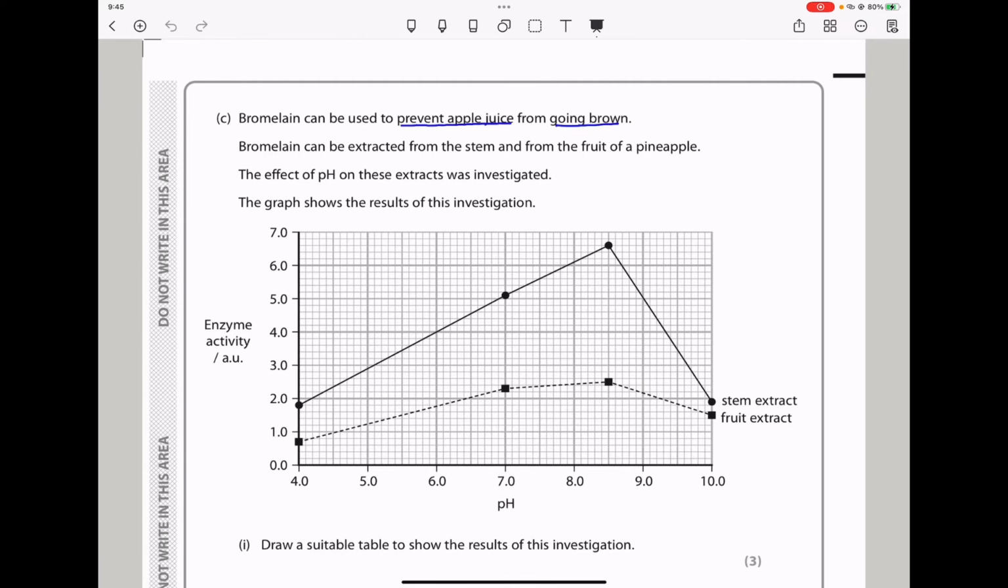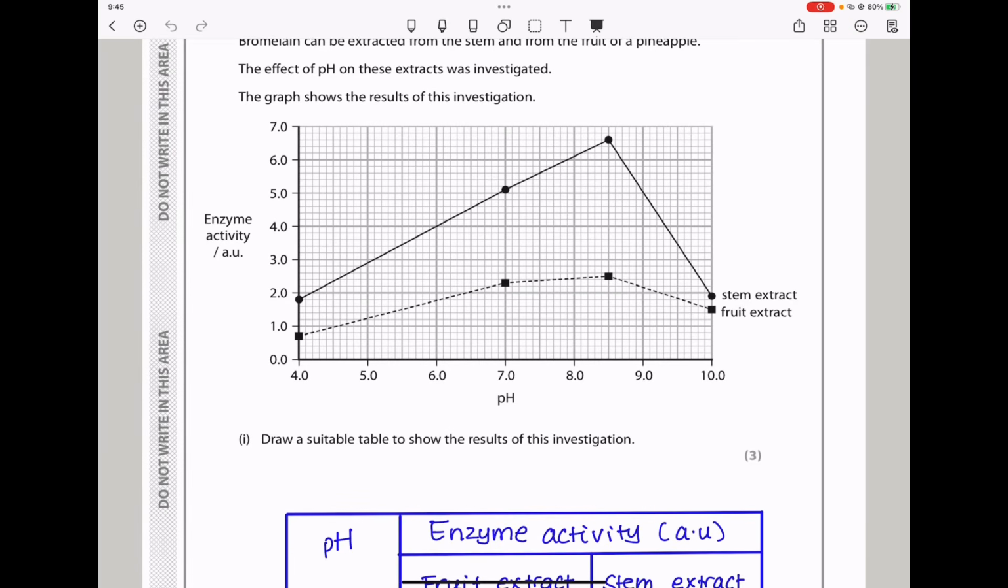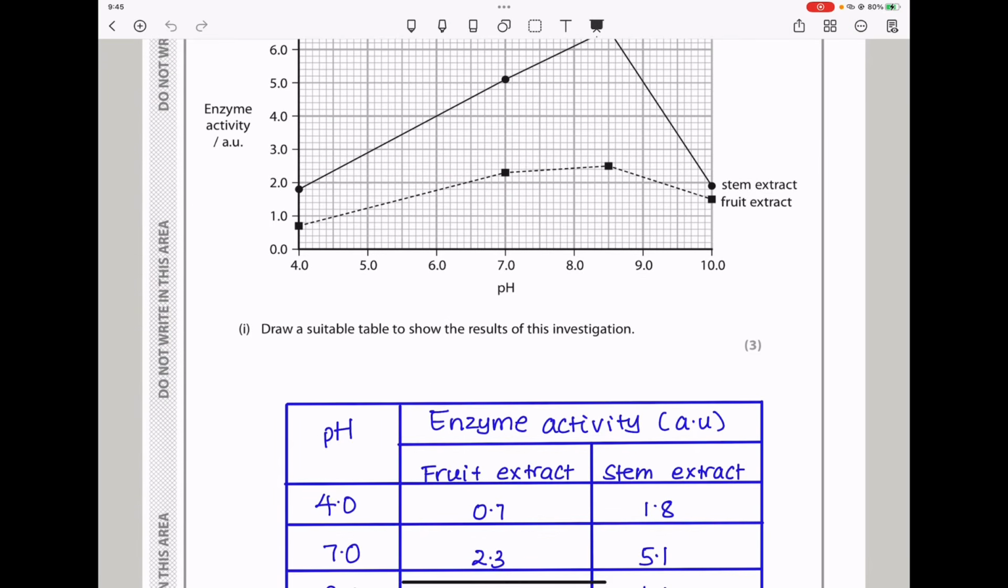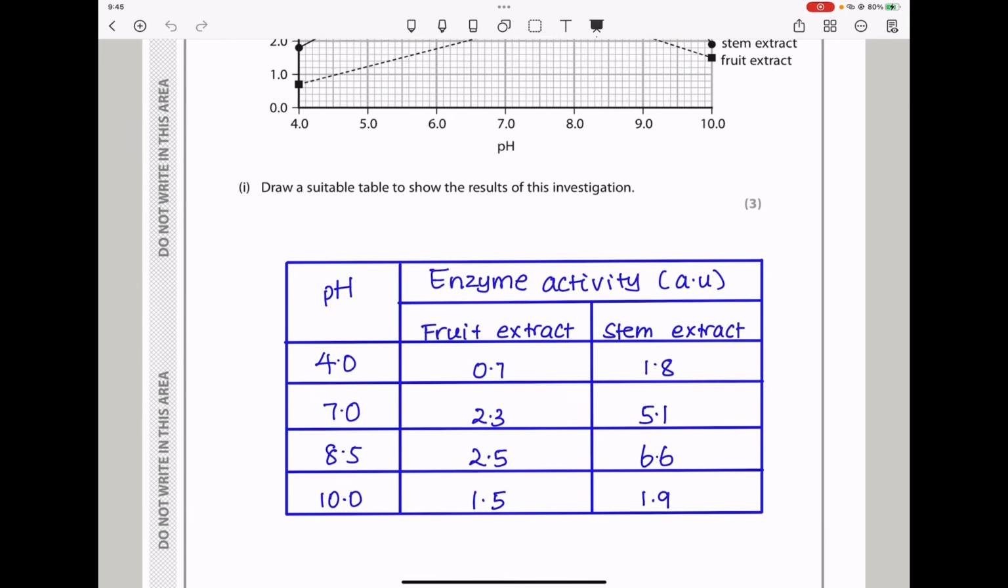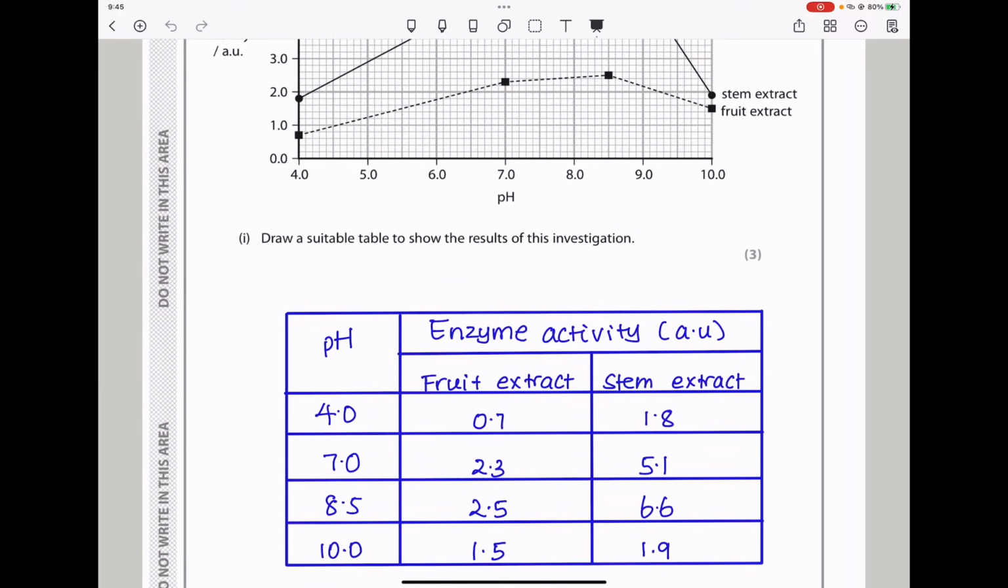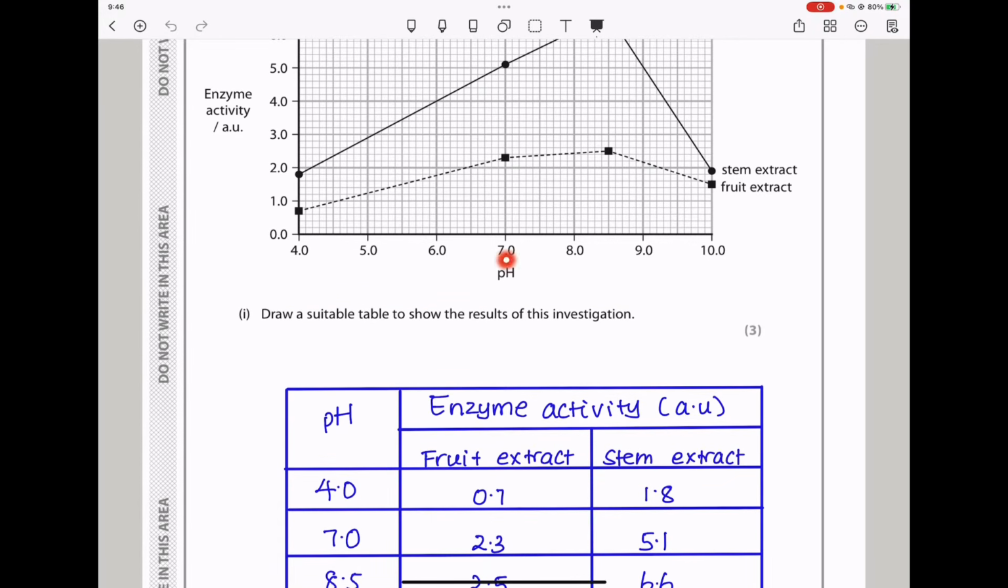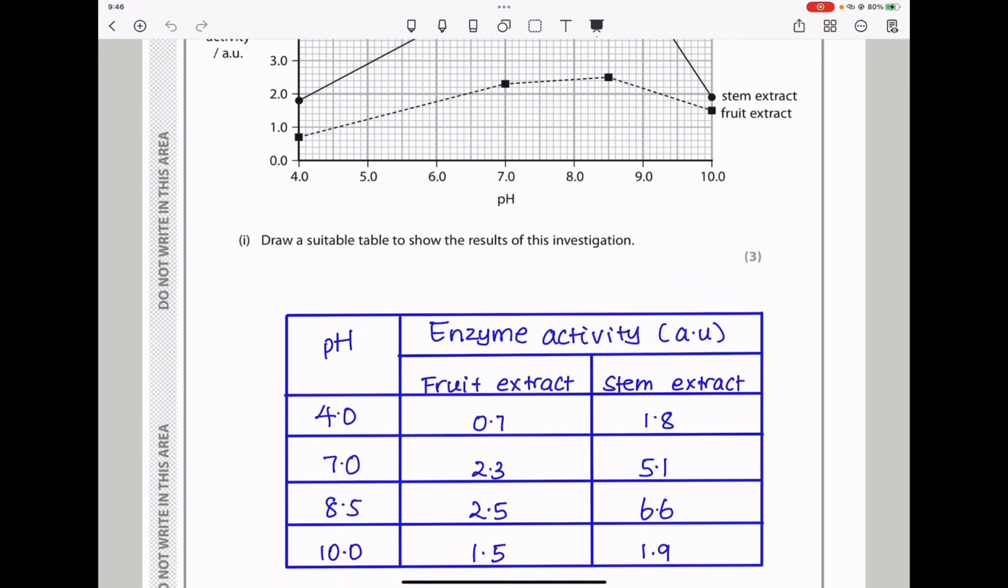And as pH increases, enzyme activity increases more in stems in comparison to the fruit extracts. So here they say draw a suitable table to show the results of this investigation. This is quite easy. At pH 4, we can see that value, which is 0.7 and 1.8. Then at pH 7, I recorded 2.3 and 5.1.